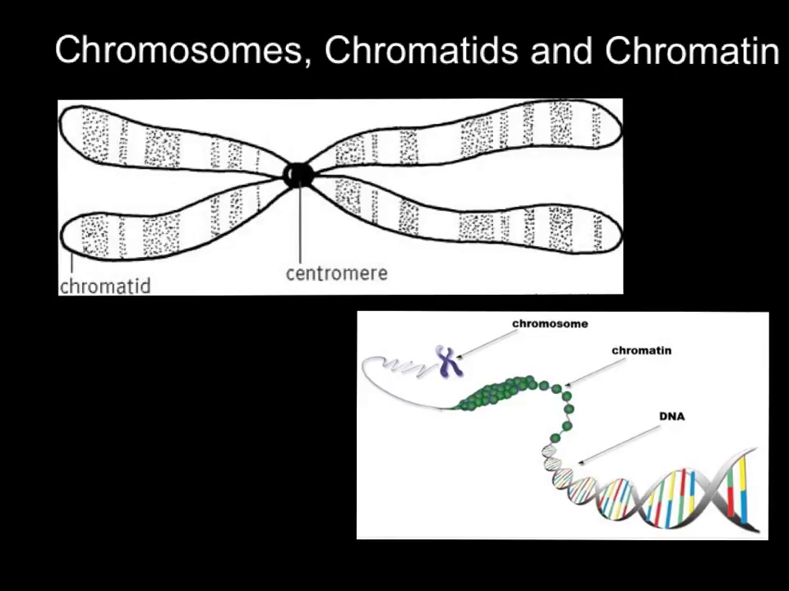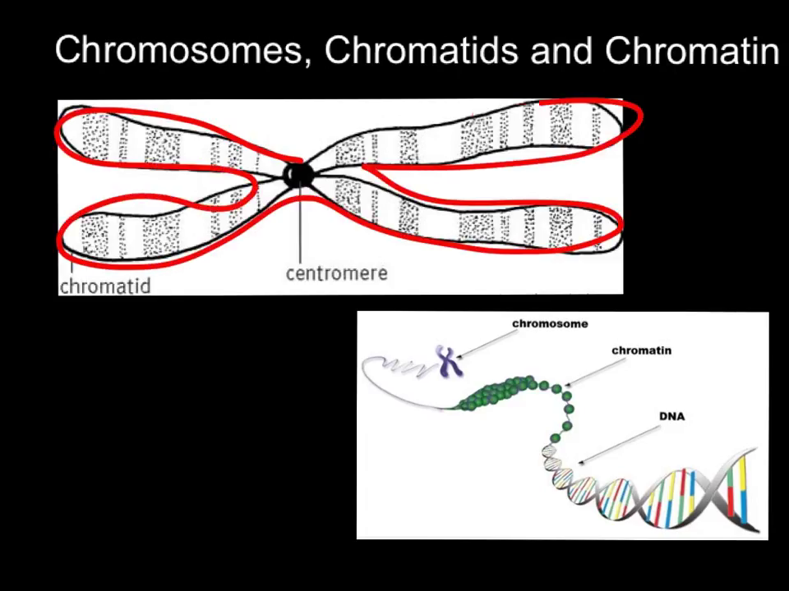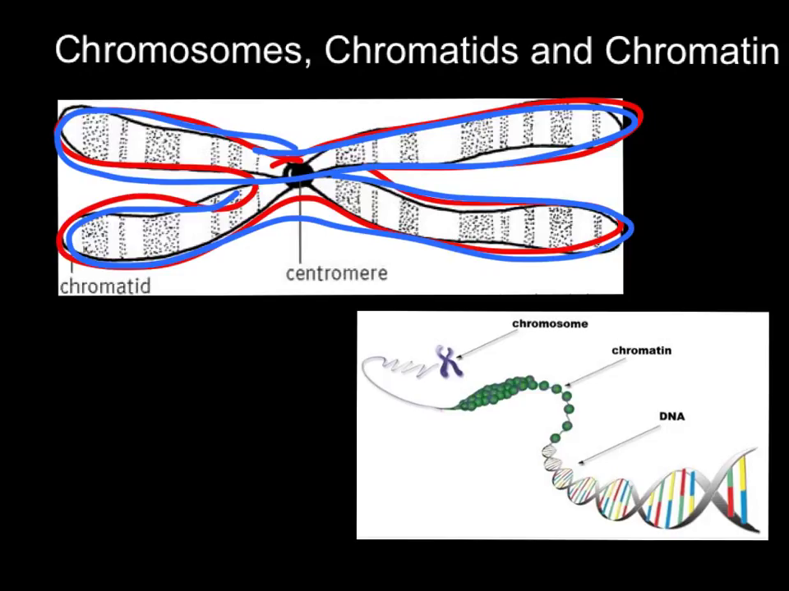Now we are going to talk about chromosomes, chromatids, and chromatin. The chromosome has an X shape, as you can see here, and a chromatid would be half of that, or one side. The other would be its sister chromatid, which would be over here, and they would be linked at the centromere, which is directly in the middle.